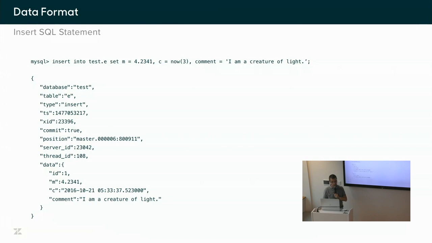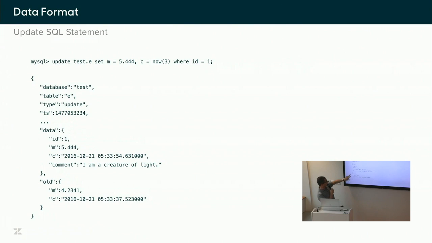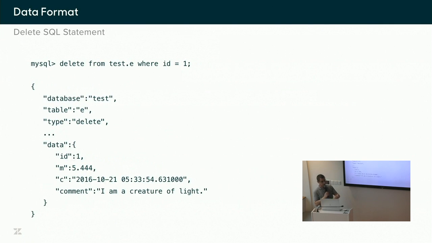It does a similar thing with an update, except that it adds an old column. So it basically tells you what data was before you updated it. So that's important for you if you want to, I don't know, clear a cache or do something like that. And it handles deletes in the same way. It just sends the old data when it was deleted, so you know what was deleted.